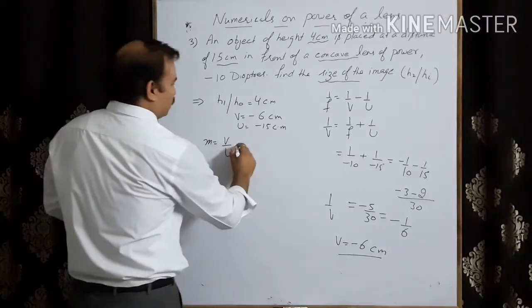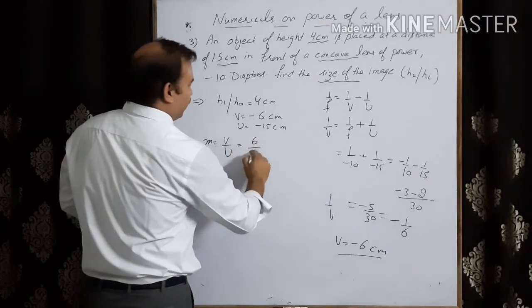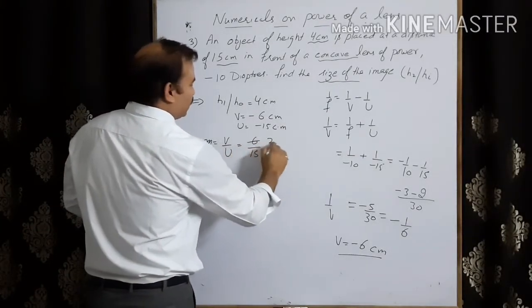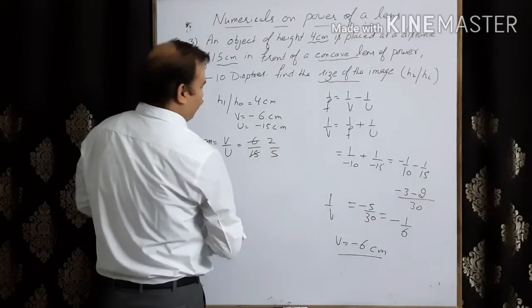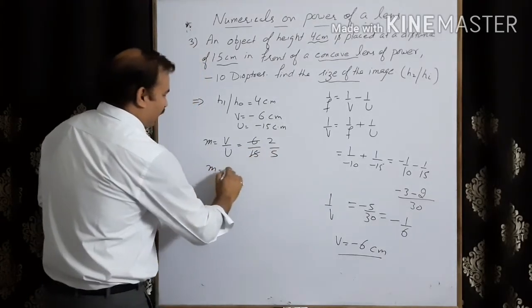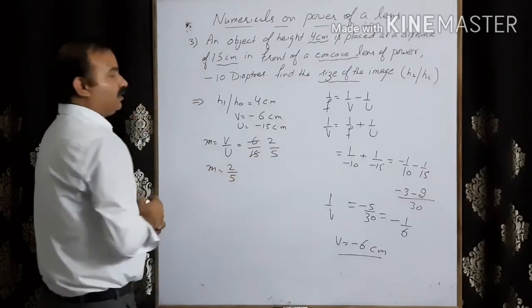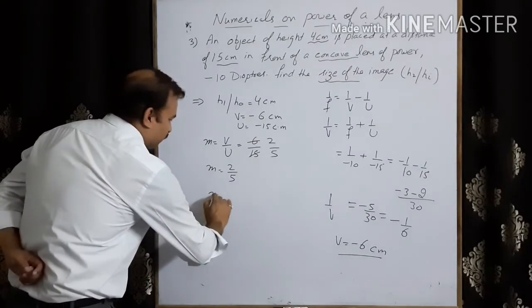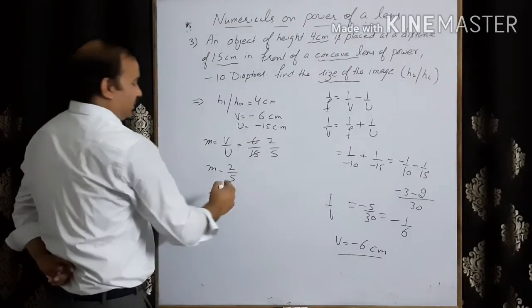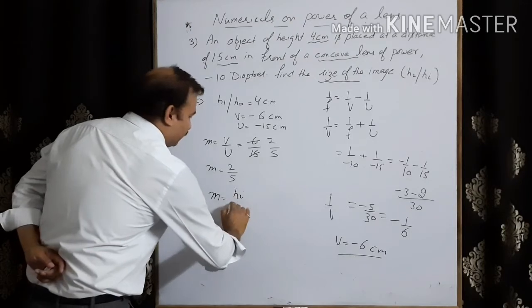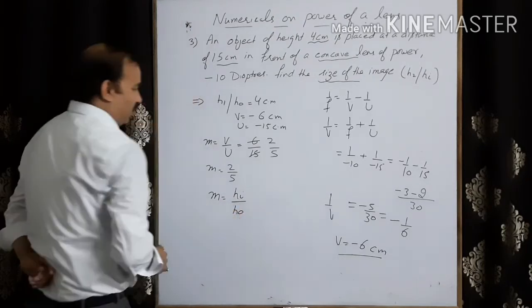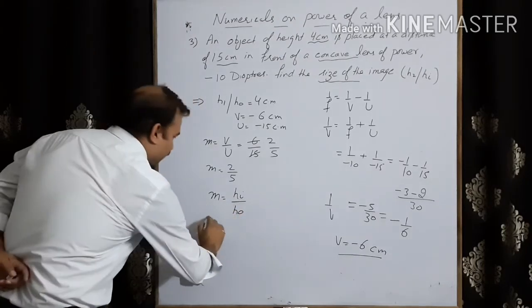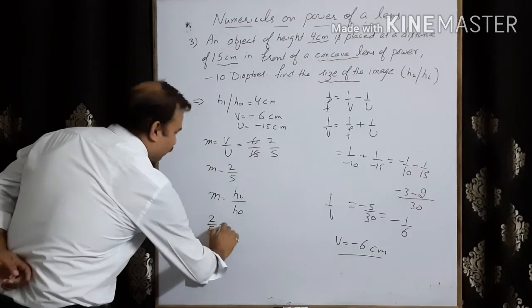Okay. So that means this will be 6 by 15. Dividing by 3, 3 2s are 6, 3 5s are 15. So what is the value of m? That is 2 by 5. Now, from magnification, we have one more formula, that is height of the image upon height of the object. Now substitute the value, that is 2 by 5.